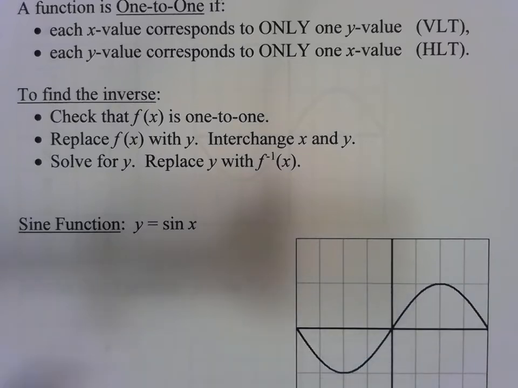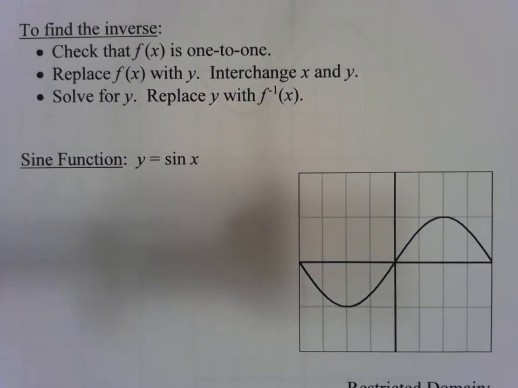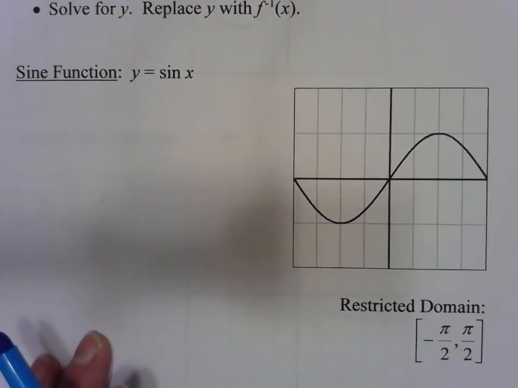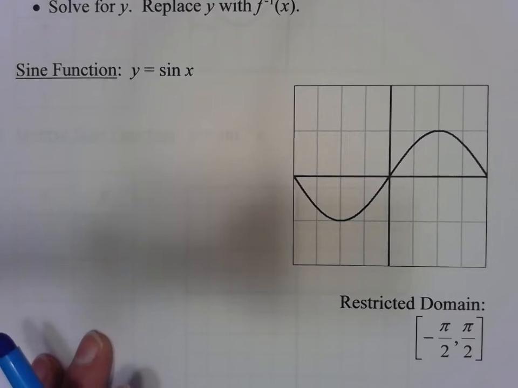There is a process that we do even in algebra. If we don't have a function that's one-to-one, we can restrict the domain. Instead of looking at the whole function, we can look at just a piece of the function and allow our inverse to operate for just those x values. For the sine function, we're going to use the restricted domain from negative pi over 2 to pi over 2.